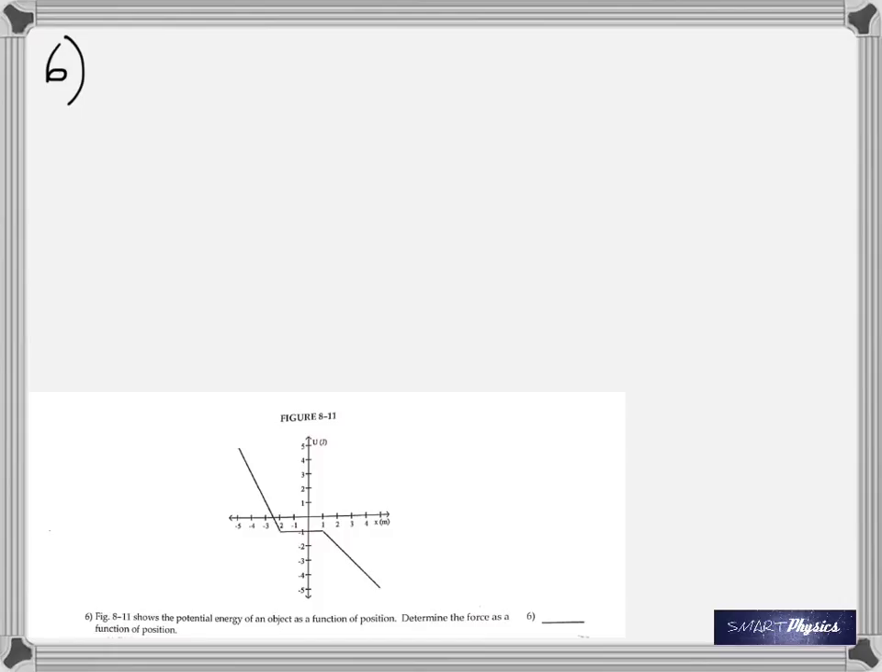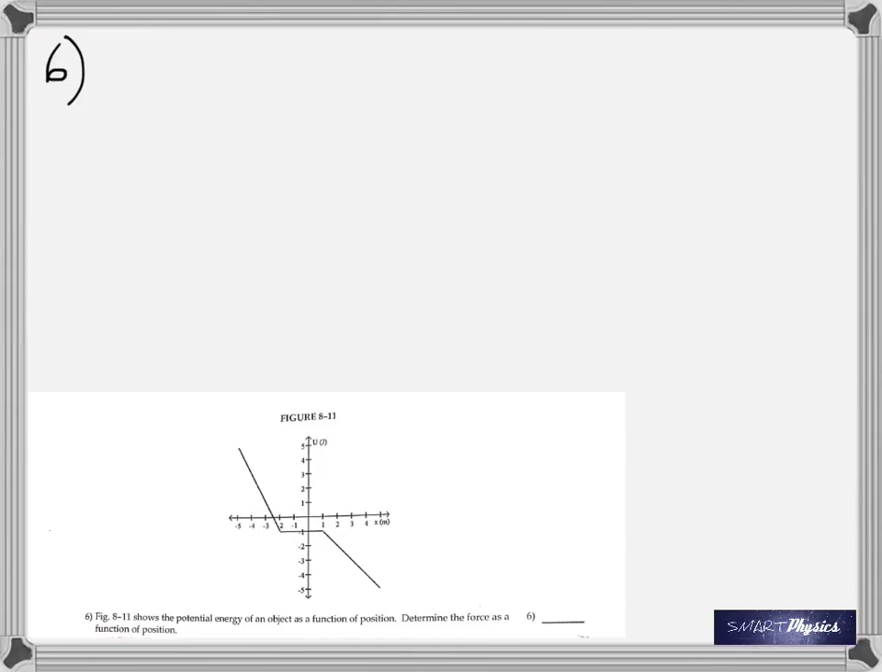Now that is what this question is based on. You have a graph, and look at the axis, please. What are the axes? What's on the x-axis and what's on the y-axis? It's not so clear on my diagram. On the x-axis you have x, and on the y-axis you have U. So if you take the slope, you get the force, right? du by dx is nothing but the slope. In fact, the negative of the slope will give you the force.